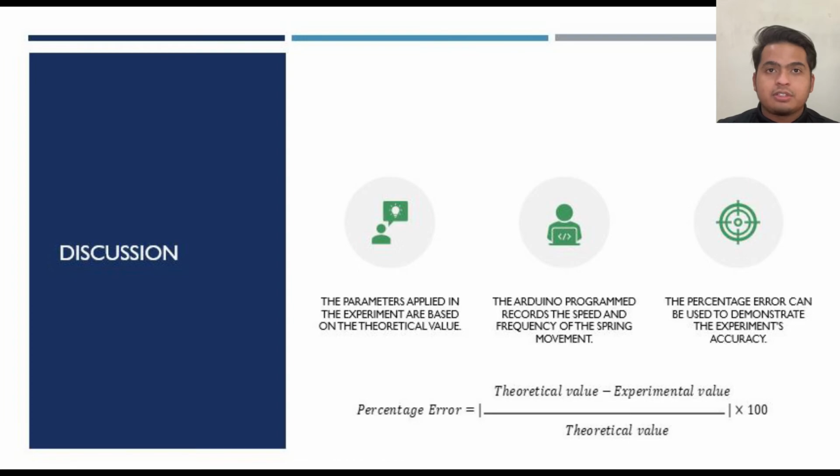The slight difference between experimental and theoretical value could be due to measurement uncertainties or the influence of minor effects that were not considered. As for the percentage error formula, the theoretical value minus the experimental value, divided by the theoretical value, times 100.